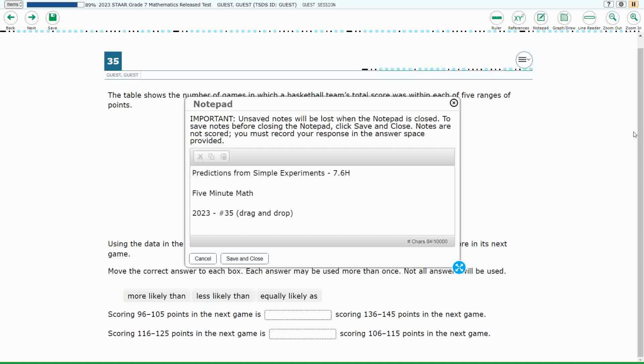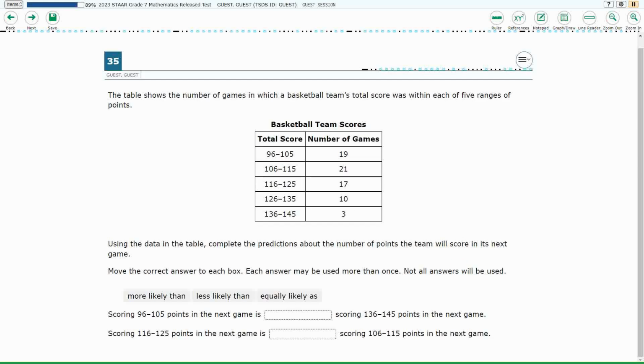Today we are looking at the 7th grade concept of predictions from simple experiments. This is standard 7.6H in the great state of Texas, and we are using item number 35, which is a new item type called drag and drop, off the 2023 released STAAR test. If you haven't done so already, please go ahead and take a moment to pause the video, work this problem out on your own, unpause it, and we will look at our answers together.